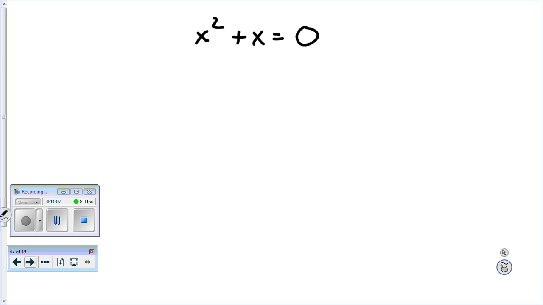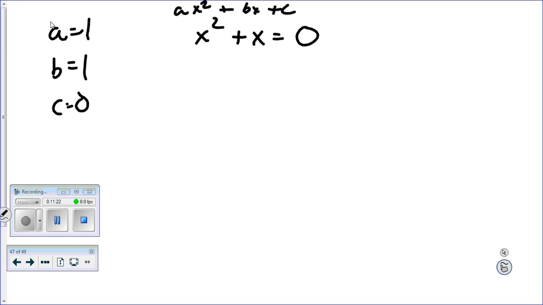So this one right off the bat is a little unique, okay, because a equals 1, b equals 1. This is ax squared plus bx plus c. There is no c term, so c is actually equal to 0, okay? All right, the first thing I want to tell you guys, whenever there's no c term, one of your answers is 0, okay? Because if you think about it logically, this one is equal to 0, right?